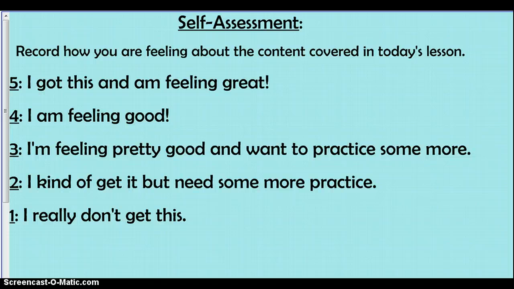Please do your self-assessment in your math spiral now. How do you feel about today? Did you understand it?